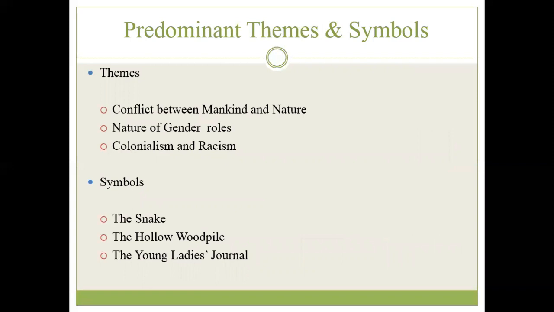Here are some themes which are predominant in this short story and a number of symbols that we come across. The themes are conflict between mankind and nature, nature of gender roles, colonialism, and racism. The symbols, the major one being the snake, are the hollow wood pile and the young lady's journal. These themes and symbols will be presented by me in a separate talk.